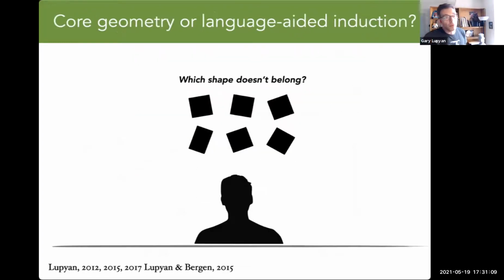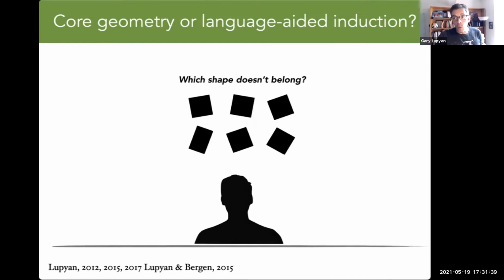And so I want to propose that rather than these kinds of results telling us something about core geometry, I think they're telling us more about language-aided induction. And the very real strong correlations you're seeing between the groups, and that we replicate among other groups, actually have to do not with geometry, but with basic visual processing, which you'd expect to be similar.